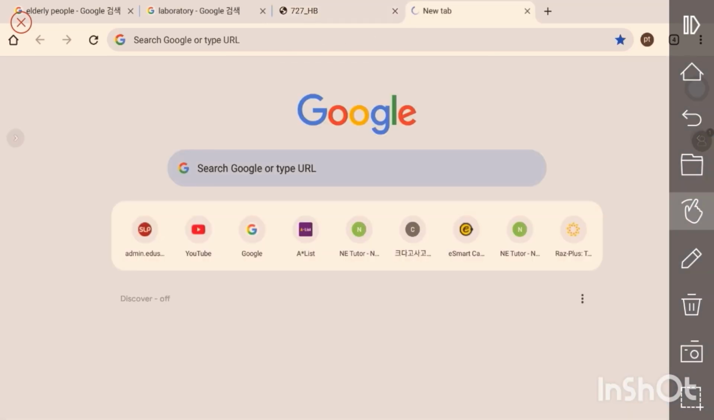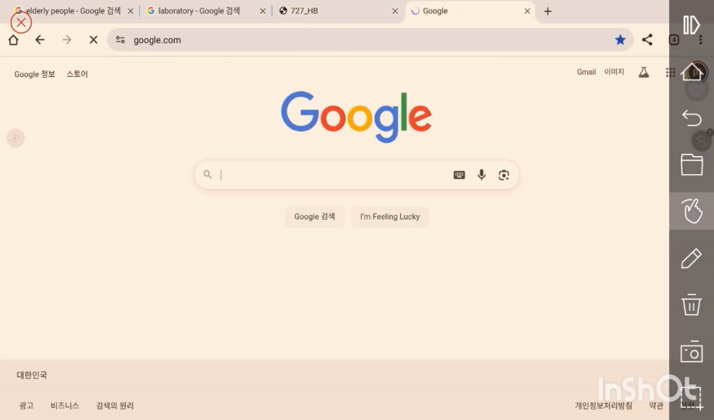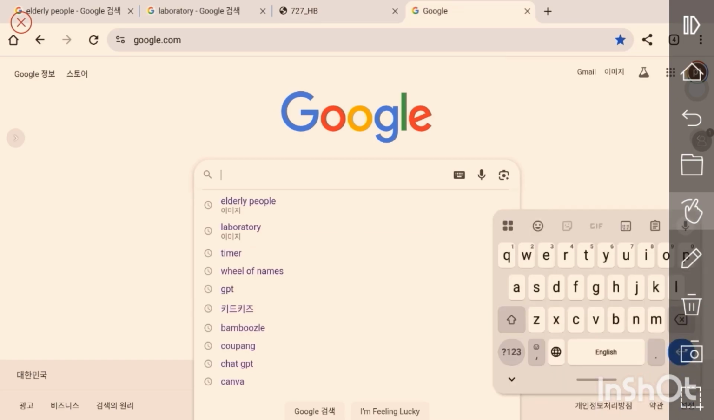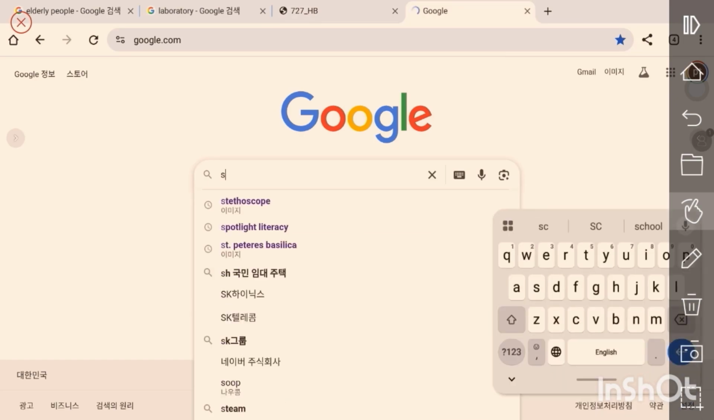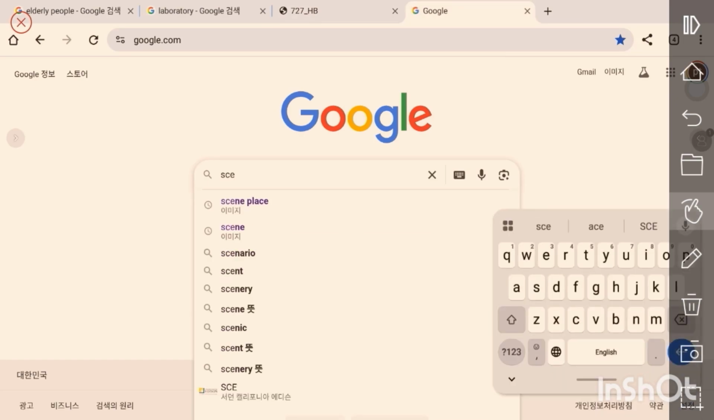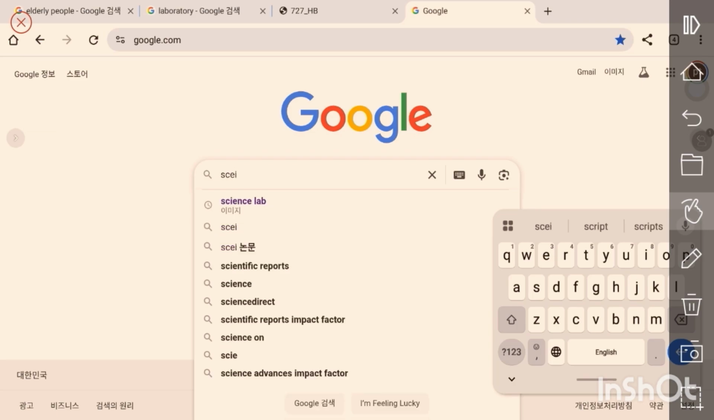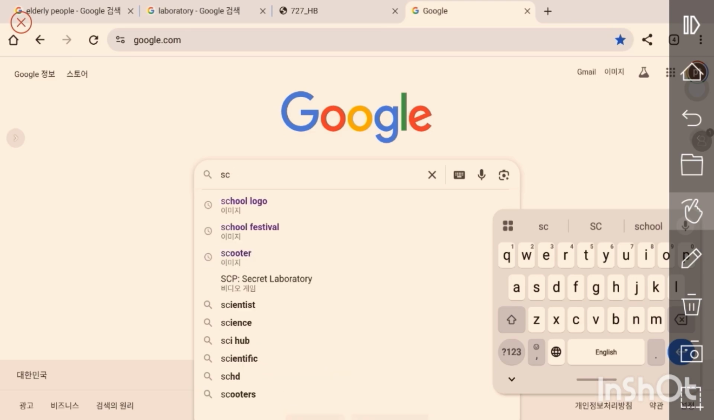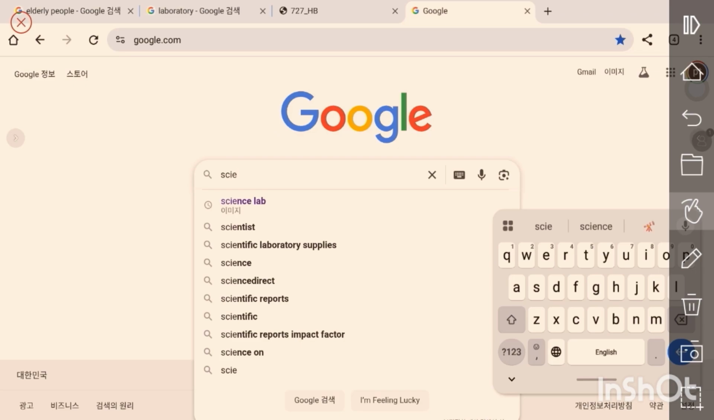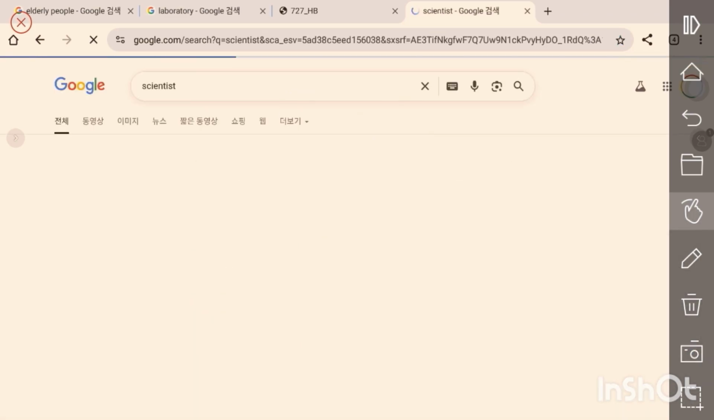Now we have scientists. Okay, do you know what a scientist is? No? Okay, let's look up scientists. So now I will look up scientists so that they can get a clear image of what a scientist is. So when they're doing their homework and they see the word scientist, they can get that mental image in their head.